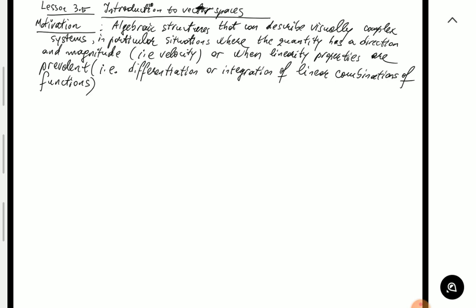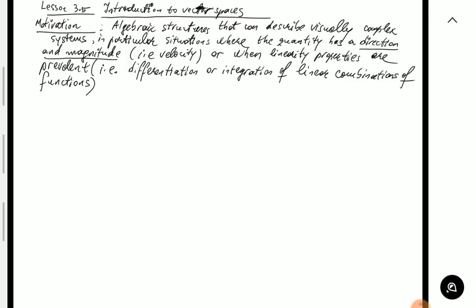Many of you actually have seen vectors in the context of physics. So roughly speaking, these are algebraic structures that can describe complex systems. This is kind of a vague description, but in particular situations where the quantity has a direction and magnitude, you have seen this already, those of you who took calculus 3, right? In which the vector is represented geometrically by a quantity which encapsulates these two components, some magnitude given by a positive number and a direction of some sort, like a velocity, for instance.